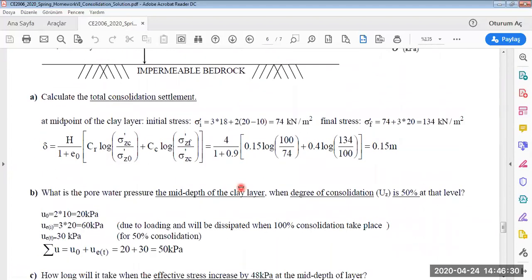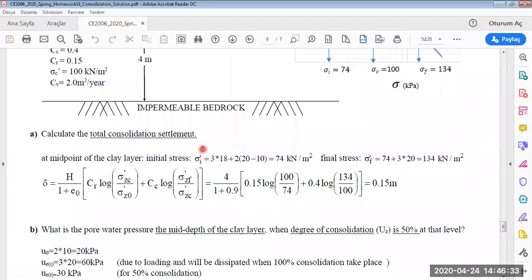As you generally do to calculate the consolidation settlements, initially we find the stresses. This is the initial effective stress at the midpoint of the clay layer. And this is the final stress. Here is the loading. This is the final effective stress at the midpoint of the clay layer.